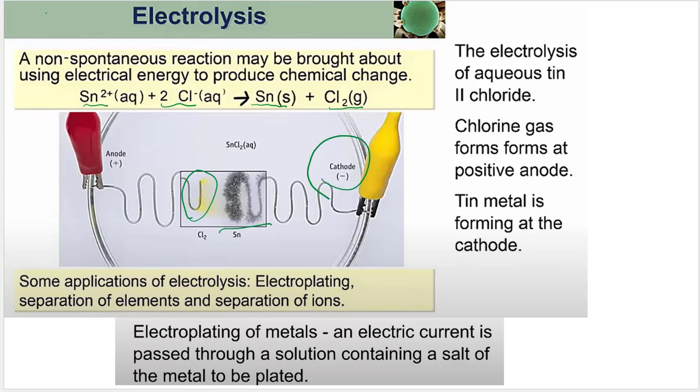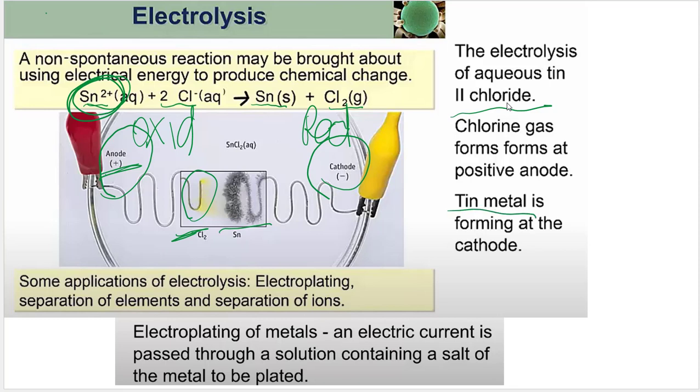Some other interesting things, we see that the cathode here is no longer positive. The cathode is a negative terminal, although it's still the site of reduction. The anode is now a positive terminal, although it still is the site for oxidation. In the electrolysis of tin(II) chloride, tin plus 2, chlorine gas forms at the positive anode. So we've got the positive anode, we've got chlorine gas forming. And tin metal is forming at the cathode over here.